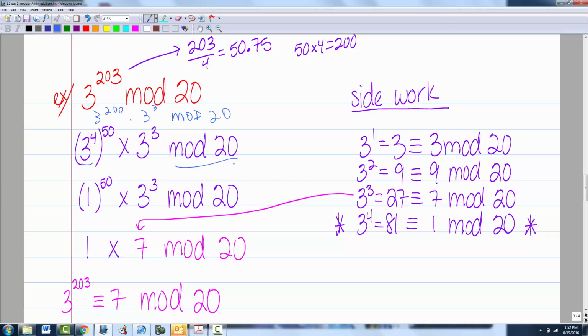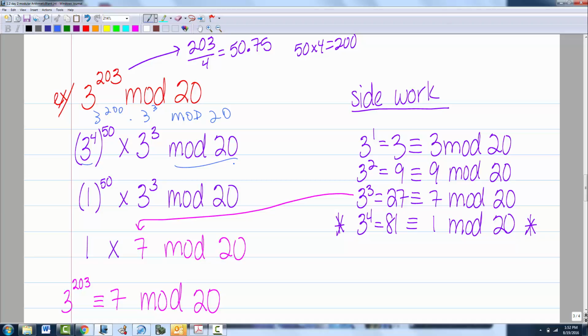We actually have to figure this out so we can use it in some other things we're going to do starting Monday. And then 3 to the third. Why is this 7? What's 3 to the third? 27 times 1 is 27. 20 goes into 27 once with a remainder of 7. That's why it's 7 mod 20.